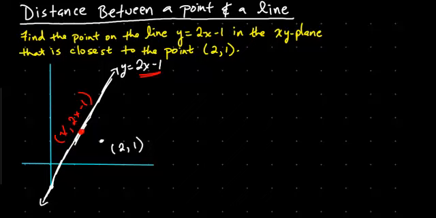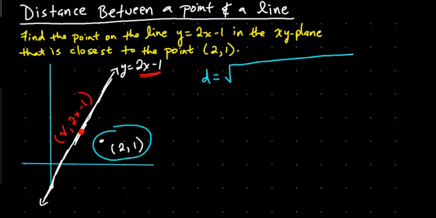So we're going to get that the distance d between this point and this point is going to be the square root of (x minus 2) squared plus (2x minus 1) squared. Note that that's just our distance formula from the previous video, just the Pythagorean theorem. So let's work all this out.